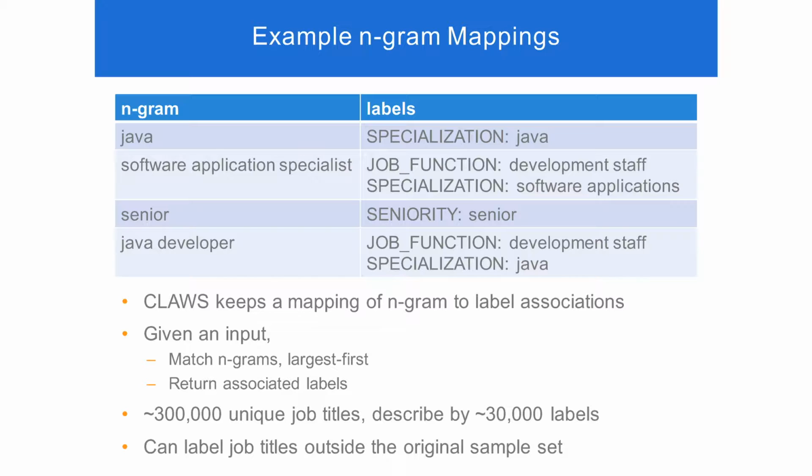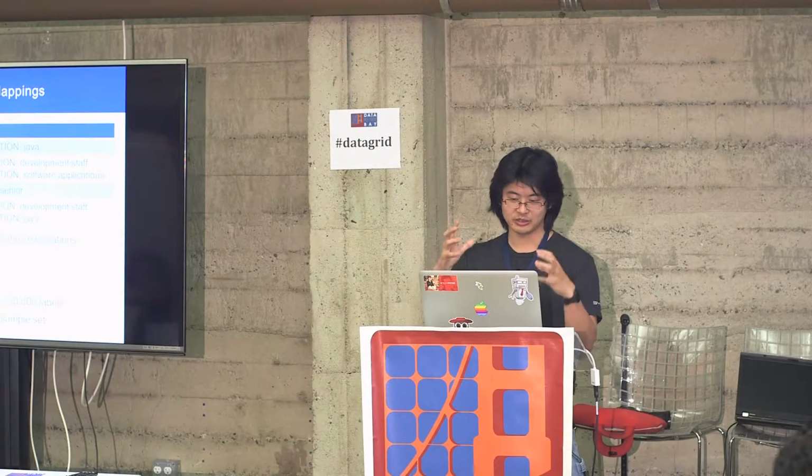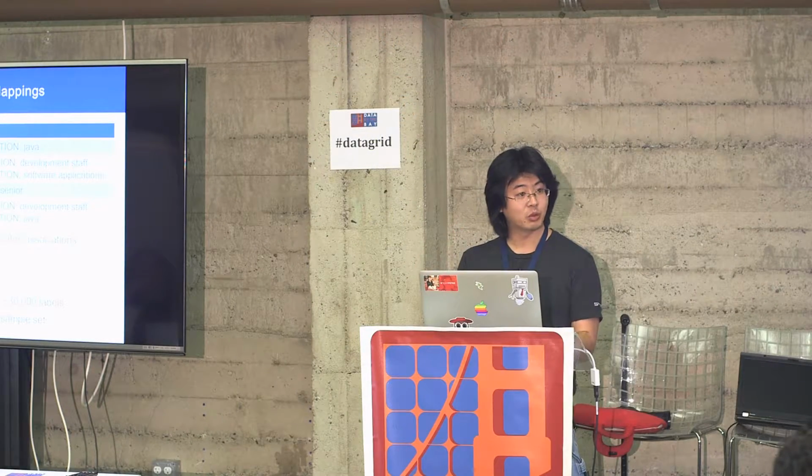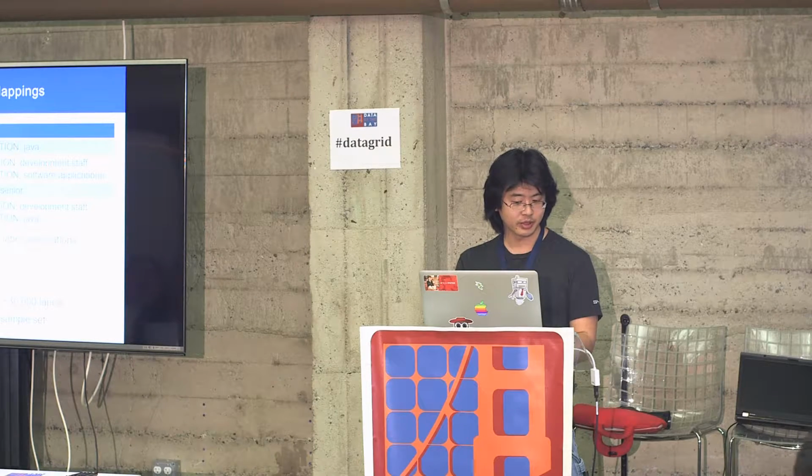So in summary, basically, Clause keeps a mapping of these ngram to label associations, and given an input, we will try to match the ngrams in the input starting from the largest first. And basically, in this way, we can decompose the input into a set of ngrams, and once we have those, we can return the labels that are associated with them through this mapping.